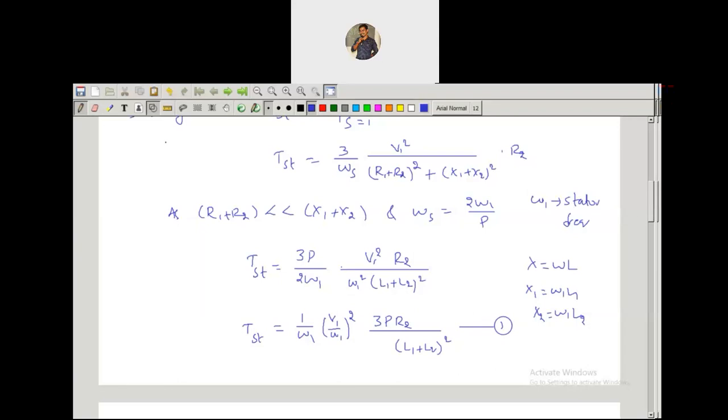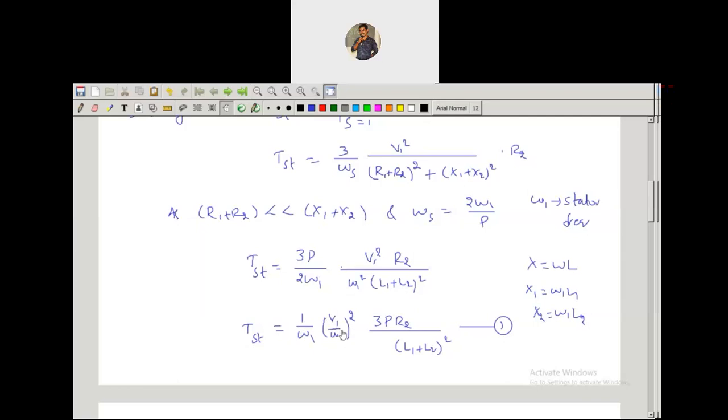Here this term we can take as a fixed constant value, 3p r2 by L1 plus L2 whole square, after completion of the machine designing. So we have omega 1 stator frequency, V1 stator voltage, and again omega 1 stator frequency. Simply we can say V1 by omega 1 is nothing but air gap flux, right? If we make the air gap flux constant, then this ratio is also constant. Then what about starting torque? Simply, starting torque is going to be inversely proportional to the stator frequency.